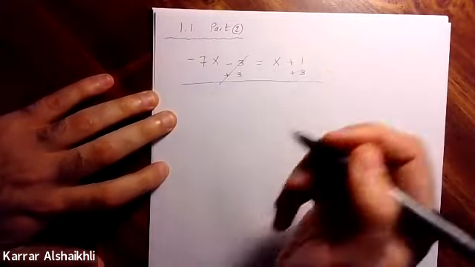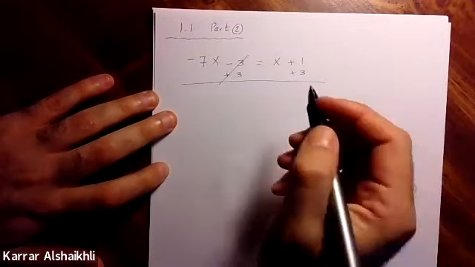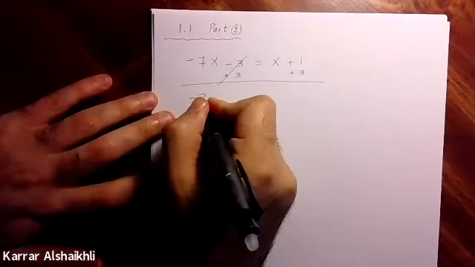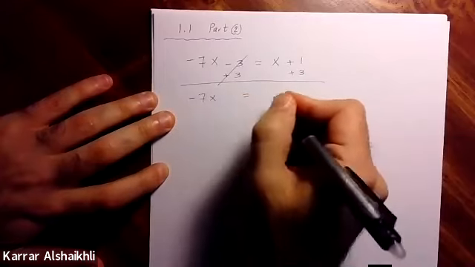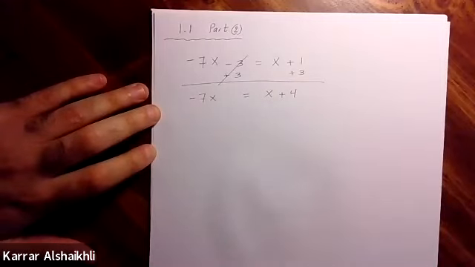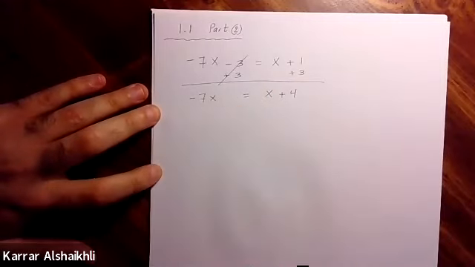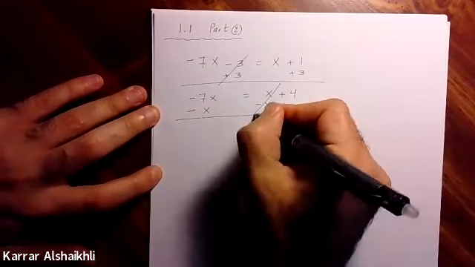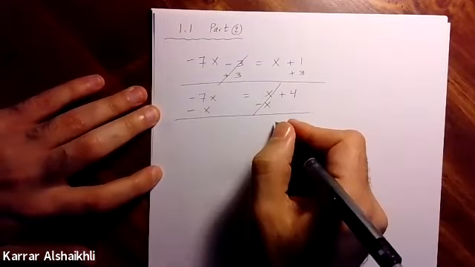This is cancelled. So from the left side, we have negative 7x equals x plus 4. Then the next step, I'm going to move the variable to the left side. So it's x. I'm going to subtract x from both sides. This is cancelled. The leftover from the right side is 4.